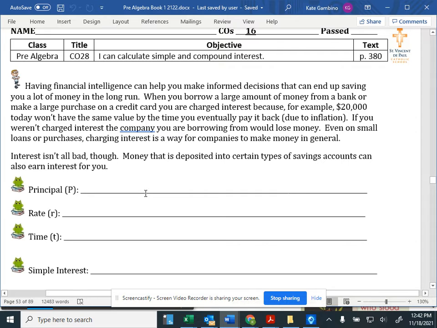Good afternoon. Today we are continuing with our interest. We are going into CO28. I can calculate simple and compound interest.